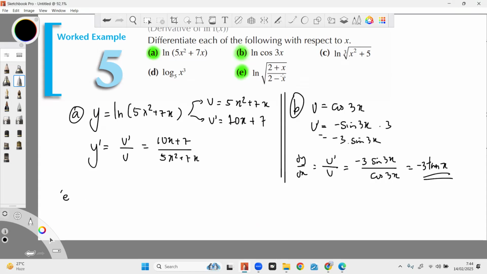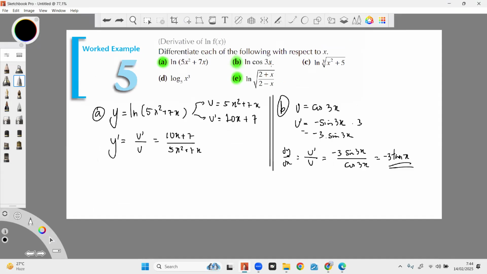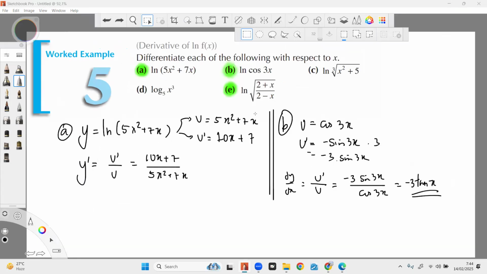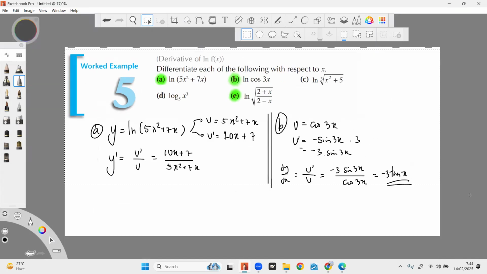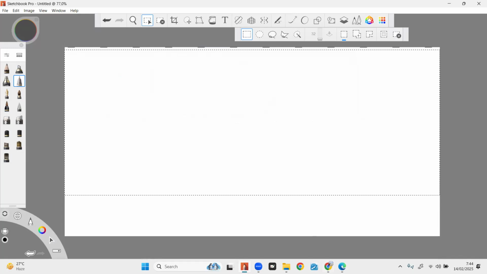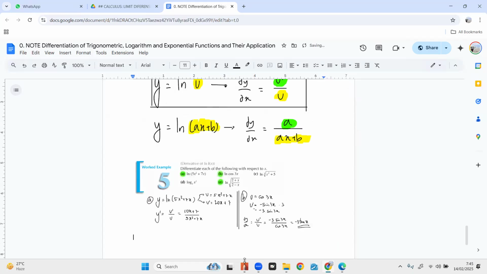E. Oh, okay. Here, u is the square root of (2 plus x) over (2 minus x). What do you have to do? Quite hard. I will stop here. I will copy the question, and we will do it on a whole page later. It requires a lot of understanding. This is the nested logic, guys. So the logic is quite heavy.